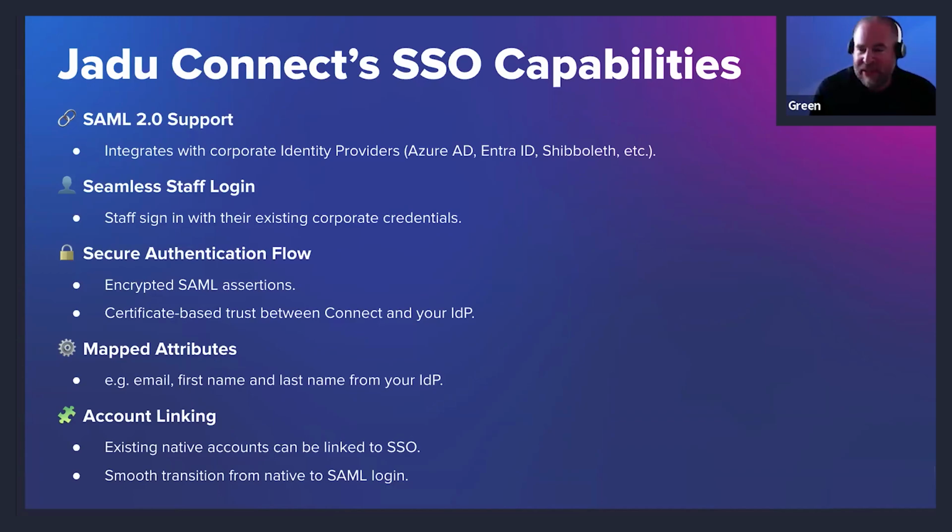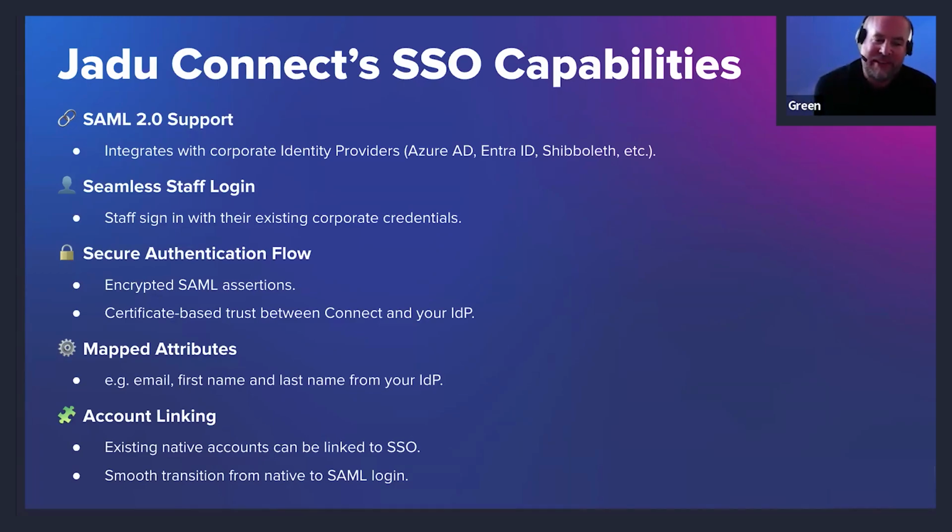I've already sort of mentioned the seamless staff login. All the authentication flow is encrypted and secure. It's certificate-based, which is kind of the industry standard. So all the requests are signed and what have you. And what we can do is we can map our attributes from our central user record and use their email, first name and last name from your identity provider, such as Microsoft Entra, and use that to create your user account in Jadu Connect.